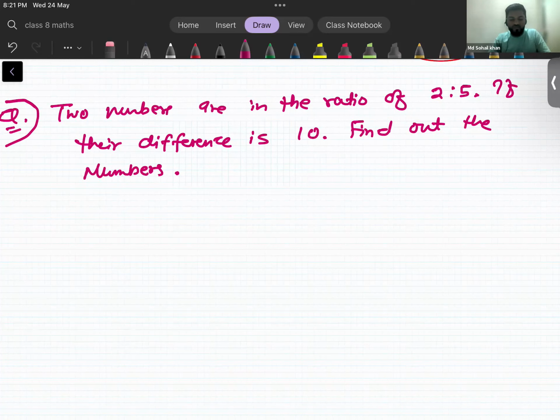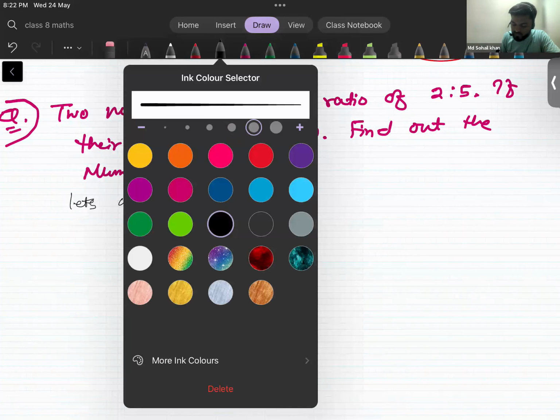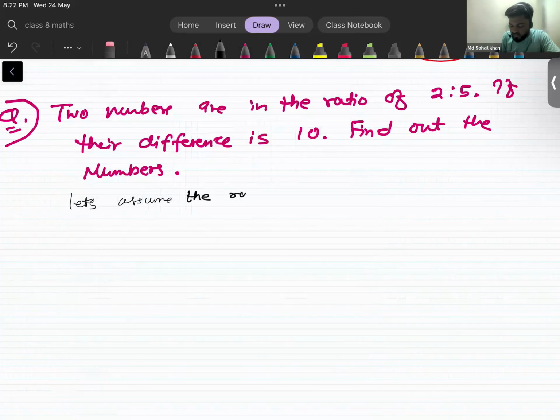Yes, Ahmed. Sir, is it 10/20? How is that possible? Look. Did you assume the ratio to be x? No, sir. Let's assume the ratio to be x.